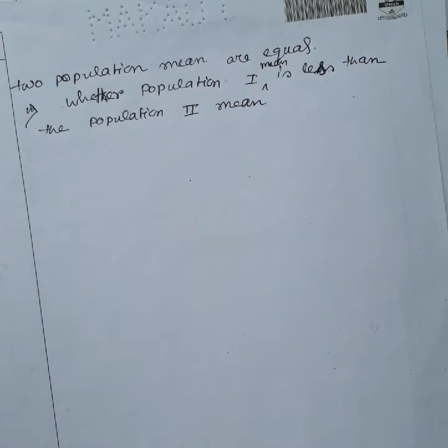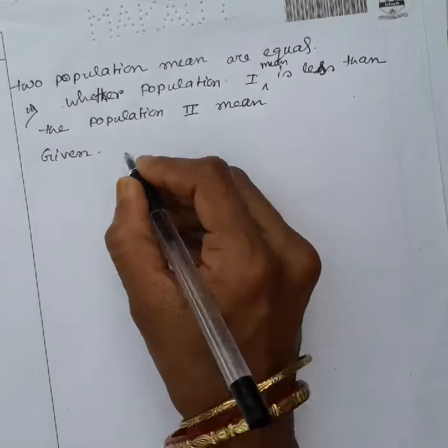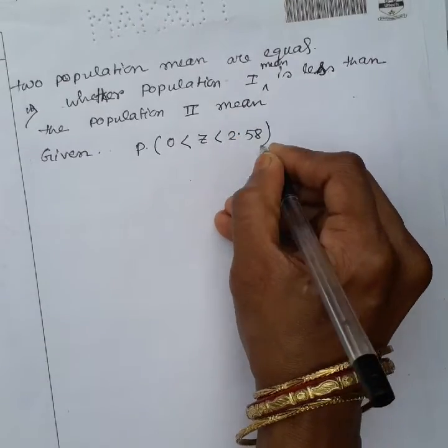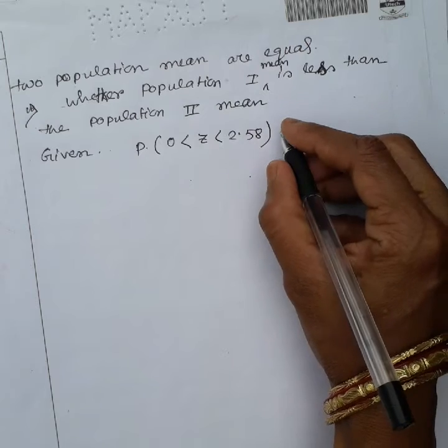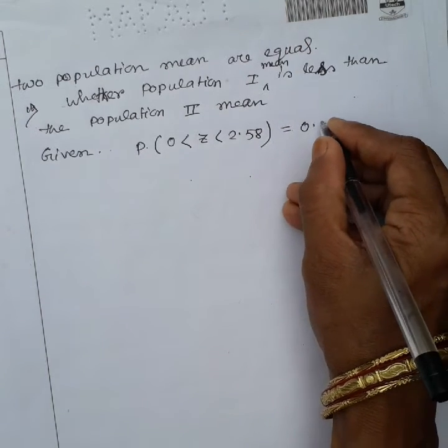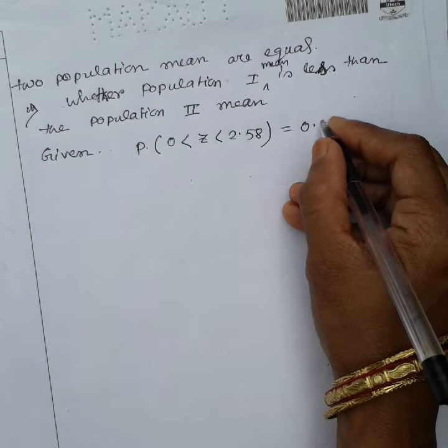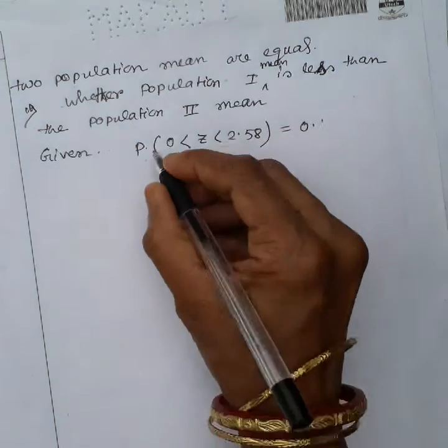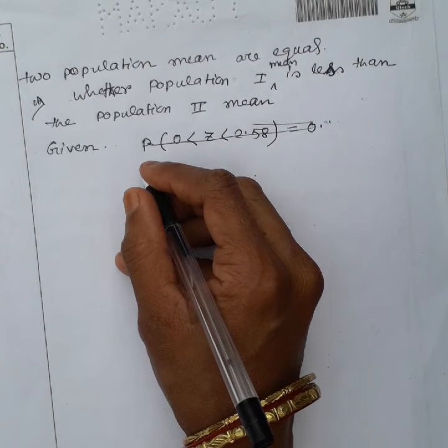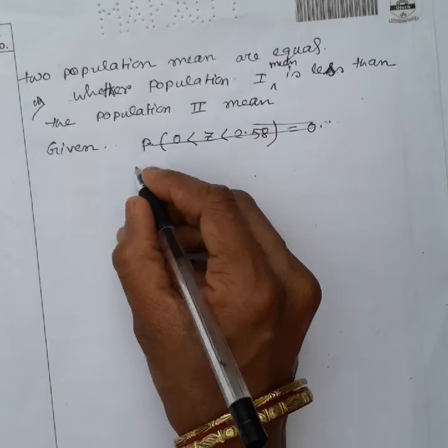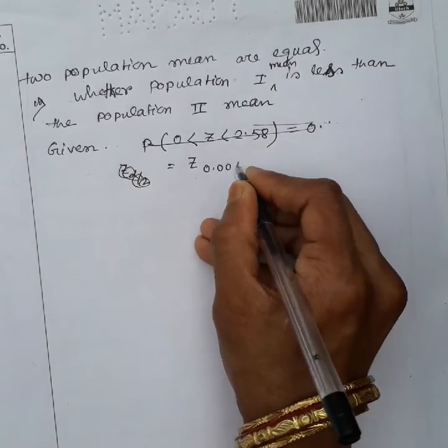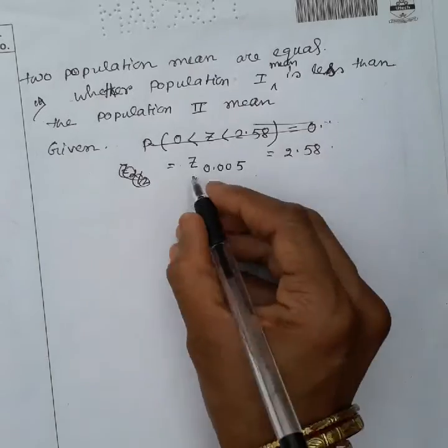It is given that the probability of 0 less than z less than 2.58 is given, that is, z of alpha by 2, that is z of 0.005, equals 2.58. This is given here.